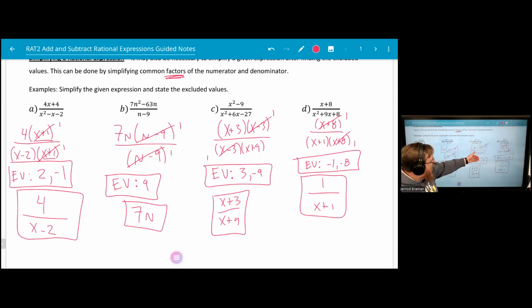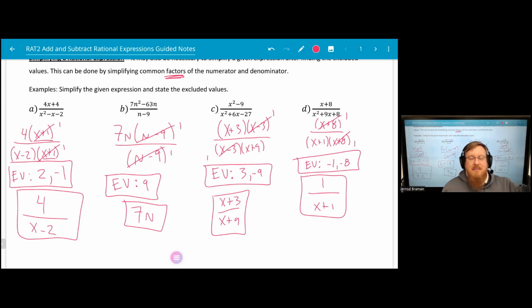On letter D, we end up with our excluded values of -1 and -8, and this simplifies to 1 divided by x plus 1. Remember, x plus 8 divided by x plus 8 is 1. 1 divided by 1, it's not 0. It doesn't just go away. It's still something there. It simplifies to 1. All right. We've done a couple real important things so far, right?